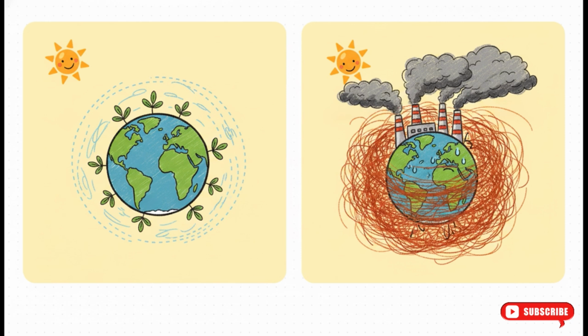The standard greenhouse effect is entirely natural and, frankly, absolutely essential. Think of the natural greenhouse effect like wearing a nice, cozy sweater on a chilly autumn day. It traps just enough heat to keep you comfortable and alive. Without it, the Earth would be an uninhabitable frozen wasteland.